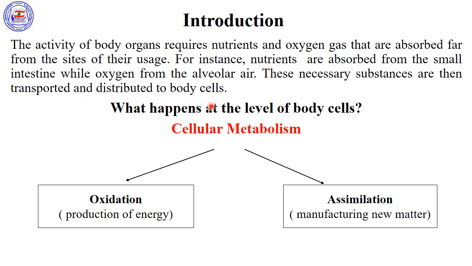What happens at the level of body cells? Cellular metabolism occurs. What do I mean by cellular metabolism? In cellular metabolism, there are many chemical reactions that involve oxidation and assimilation. We already saw oxidation. Oxidation is the process by which the cells produce energy from the degradation of nutrients. However, due to assimilation, cells can now manufacture or synthesize new organic matter.